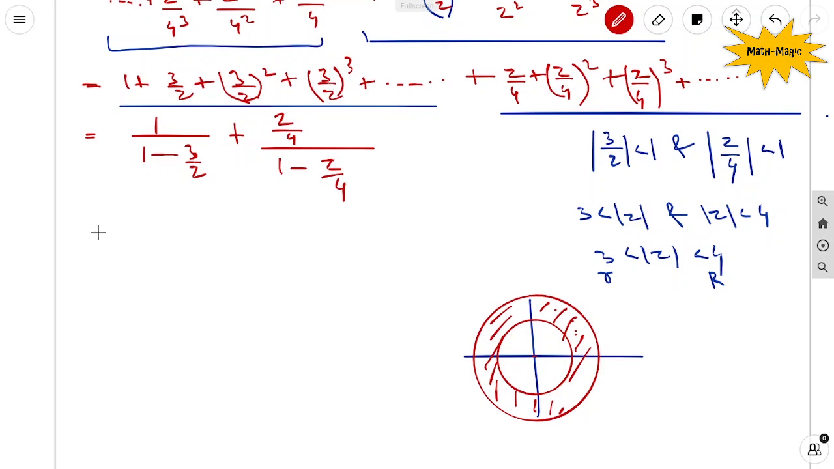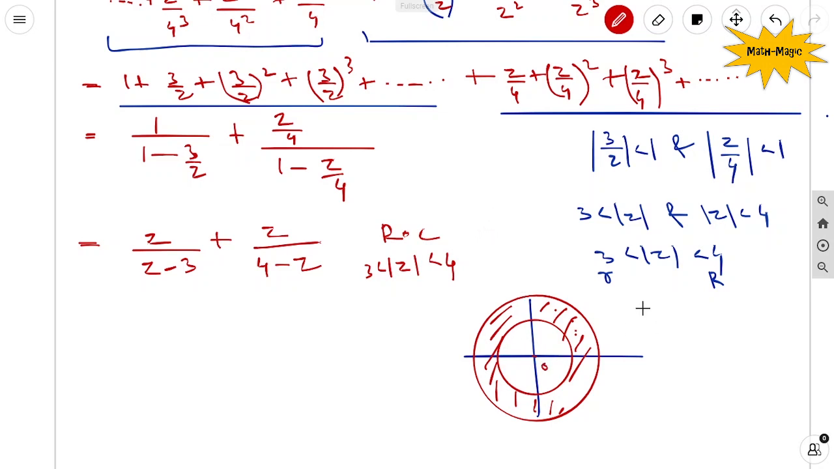Okay, so now we can just simplify this. By simple calculation we get z upon z minus 3 plus z upon 4 minus z, where the region of convergence is 3 less than mod z less than 4. Okay, so this is our complex.